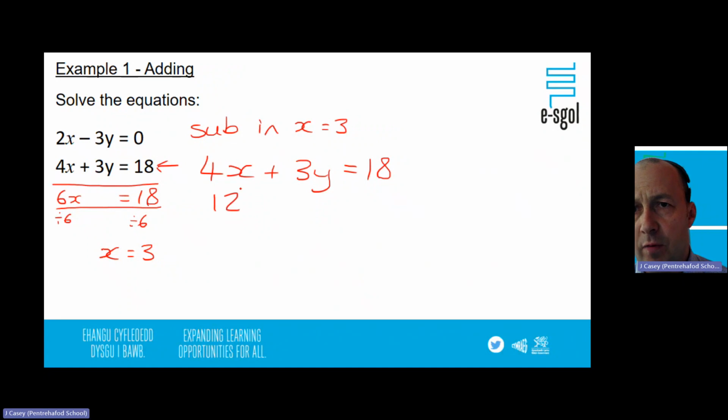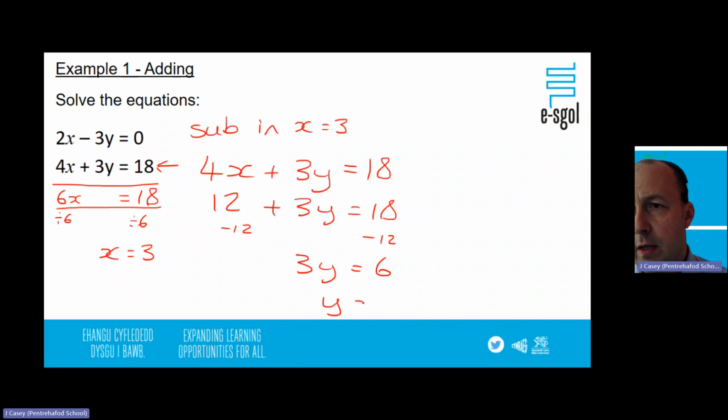So hopefully you can see that the value of x is 3. So 4 3s are 12 plus 3y = 18. I want to get rid of this 12, so I'm going to take away 12 from both sides. So I've got 3y is equal to 18 take away 12, which is 6. And then when I divide by 3 at the end, y is equal to 2. Okay, so this is what I've got. I've got my solution for x, which is 3, my solution for y, which is 2, because I substituted in the x is 3 value.